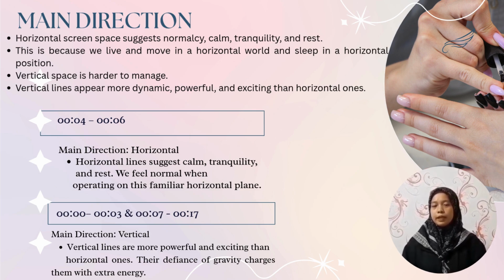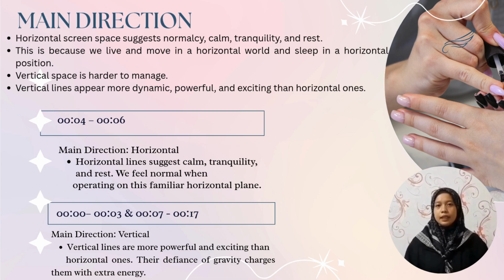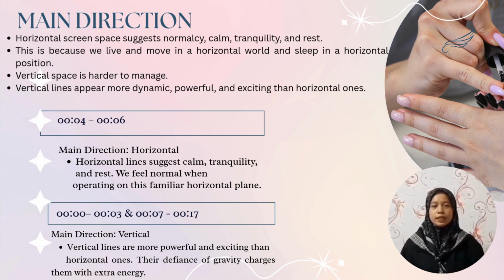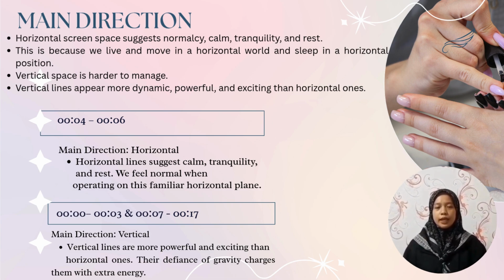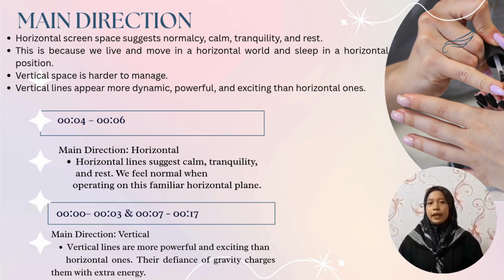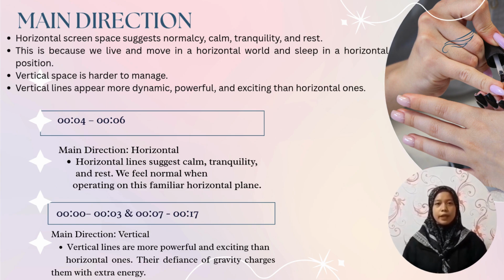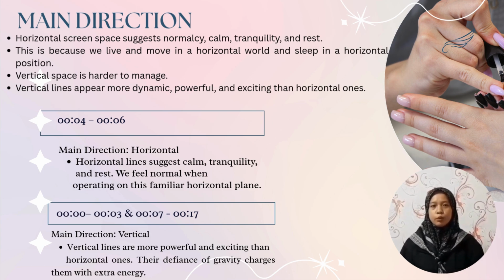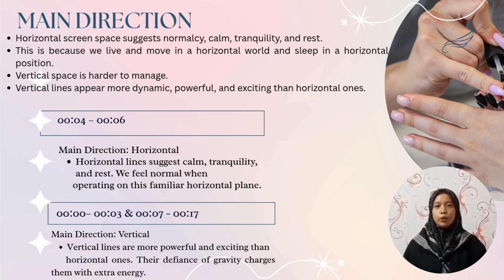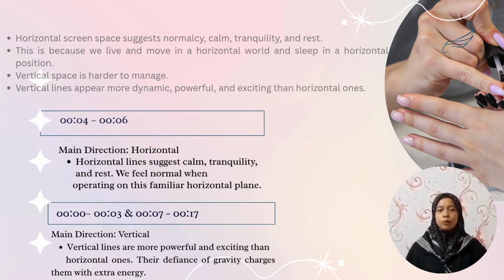So if we look at seconds 4 until 6, we use horizontal direction in our video. We feel normal when operating in this familiar horizontal plane. And during seconds 1 until 3 and 7 until 17, we use vertical direction in our video. Vertical lines are more powerful and exciting than horizontal ones. Their defiance of gravity charges them with extra energy.